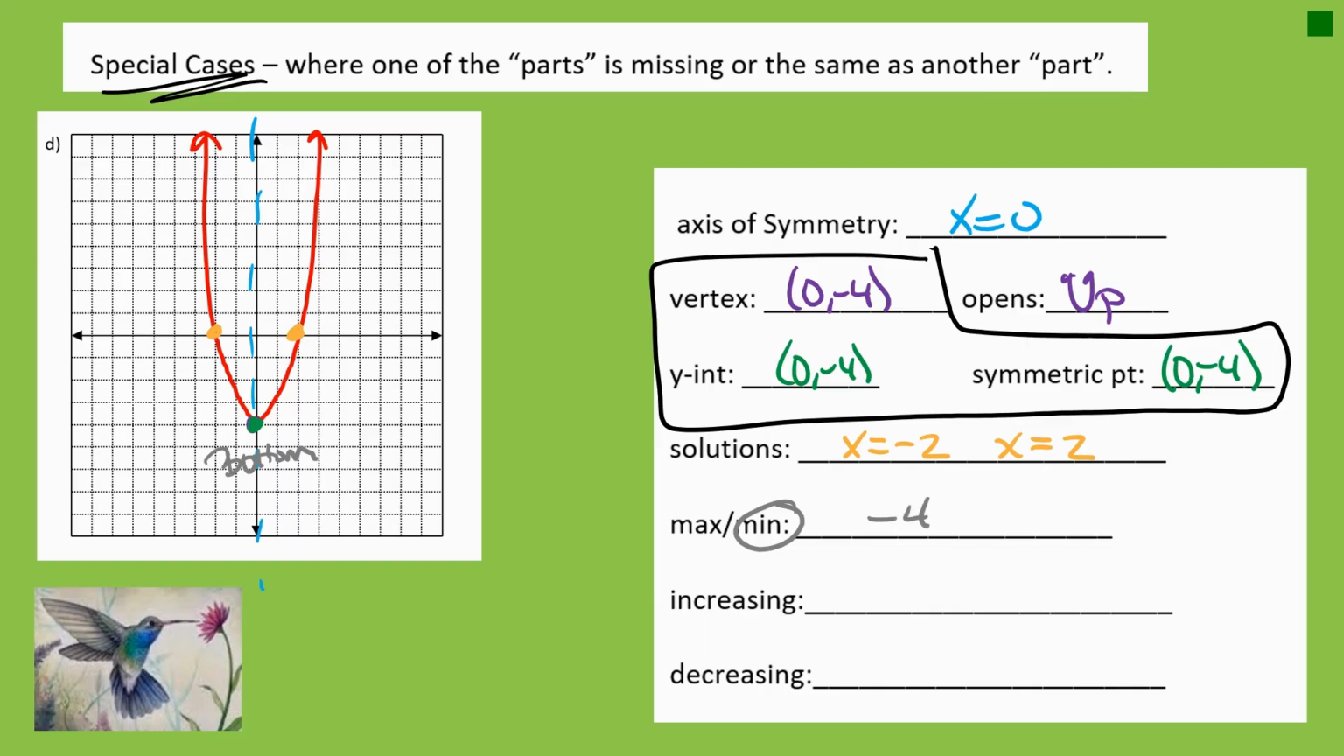-4. From left to right, start at the left, go to the vertex. I went down, so it's decreasing on the left. So it decreases on the left, which is less than. From the vertex to the other arrow, I went up, so it's increasing to the right.